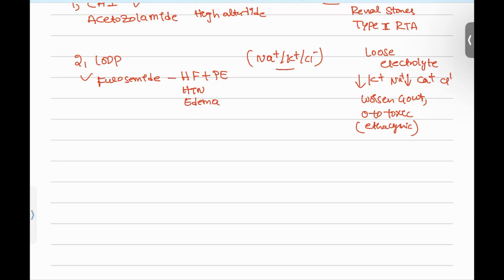And next, moving on to the osmotic diuretics. In the osmotic diuretics, we have only one common drug, that is mannitol. Mannitol is used for head trauma patients, we are going to use mannitol. And also for glaucoma patients, we can use this drug of choice.